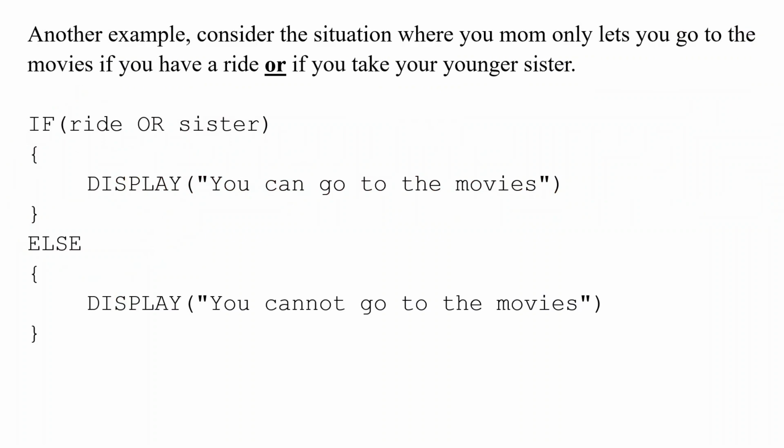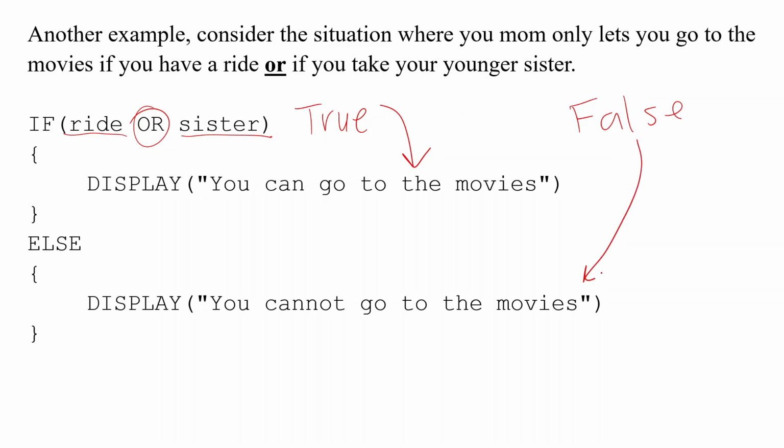Let's look at the next situation. Let's say your mom's a little bit more lenient and she says, okay, I'll only let you go to the movies if you have a ride or if you take your younger sister. So the situation here, a ride or you take your sister. If it's true, then yeah, you can go to the movies. But if it's false, you will not be able to go to the movies. So again, that language, that or, so we're switching it up. We're not doing and now, we're doing or.